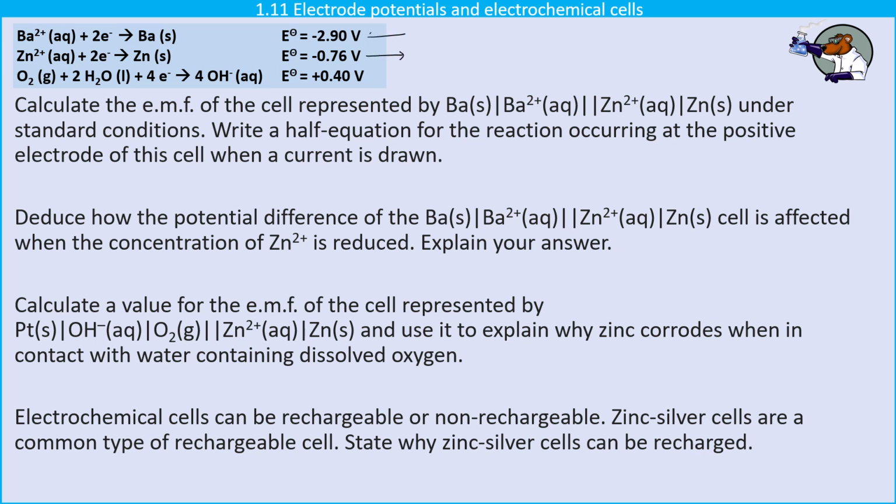So I know that zinc is going forwards and barium is going backwards, so I can either do minus 0.76 minus 2.90, or I can change the sign and add it on. Either way will give me the same answer, which is going to be an electromotive force of plus 2.14 volts.